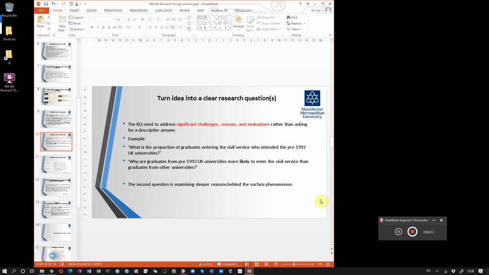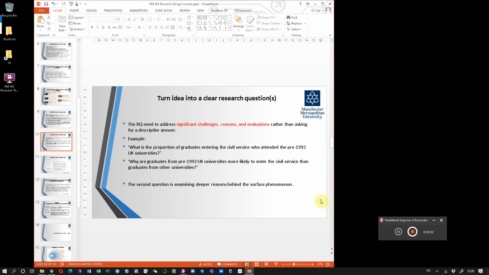A good research question addresses significant challenges, reasons, and evaluations rather than asking for a descriptive answer. So your research question, this question itself, is not a simple descriptive question. It evaluates, it reasons, it challenges the topic. Let's look at an example.